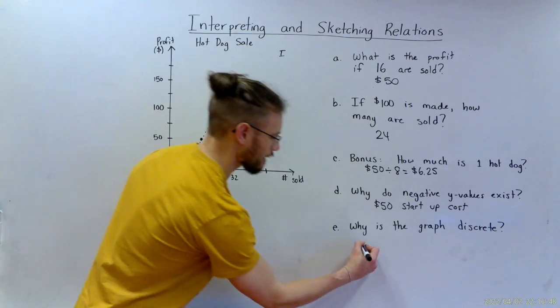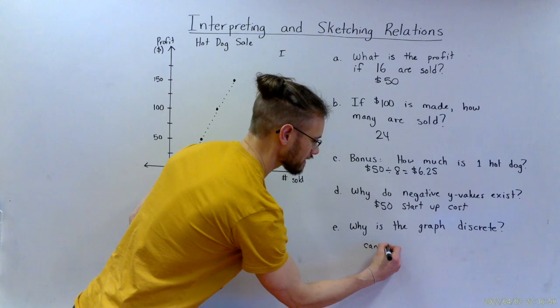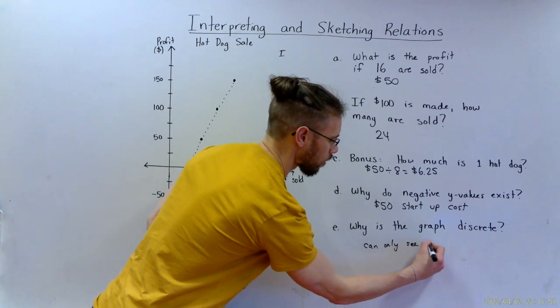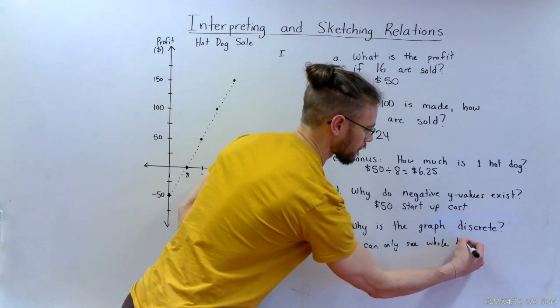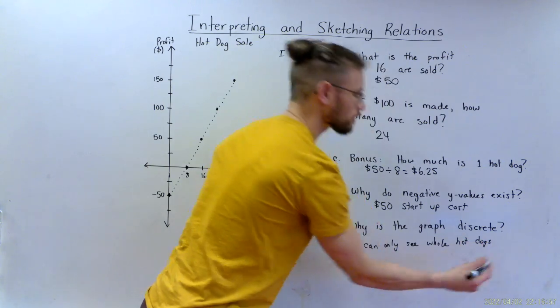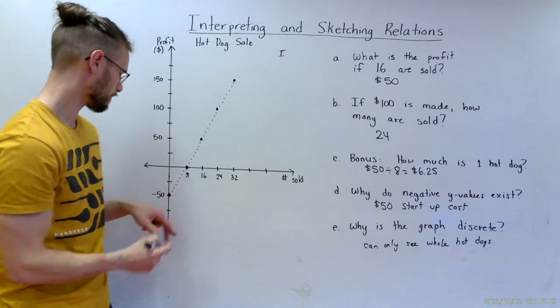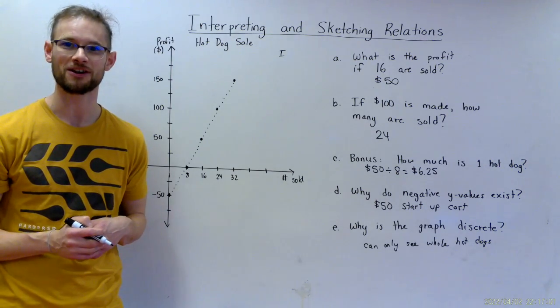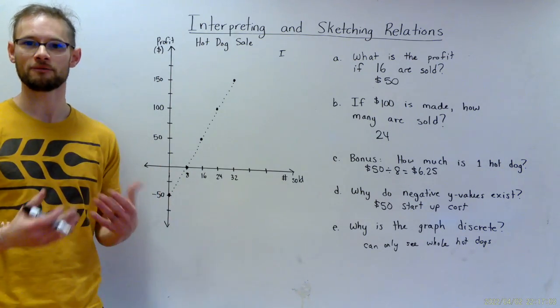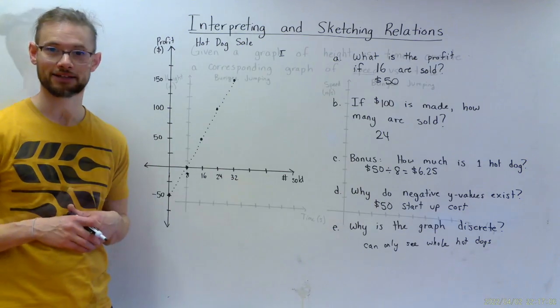So I'm going to say something to the effect of can only sell whole hot dogs. And again, some of you might say, well, what about half hot dogs? Well, go ahead and draw twice as many dots if you want, but we would not have any fractions beneath that.